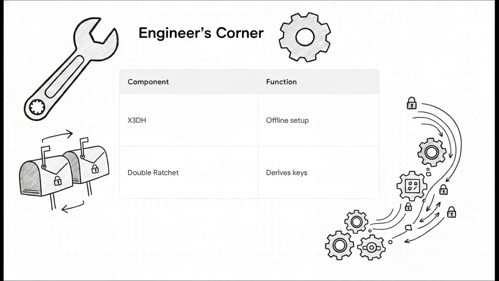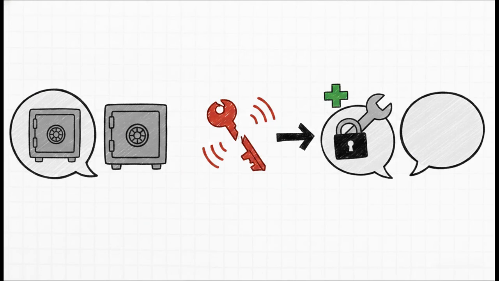Let's dive into the technical engine room for just a second to see how this is actually built. Signal's reputation relies heavily on the Signal protocol, which leverages two totally fascinating components. First, there's X3DH, or Extended Triple Diffie-Hellman, which seamlessly handles that offline mailbox setup we talked about. Second is the Double Ratchet algorithm, which acts as the engine continuously evolving and deriving those fresh encryption keys as you chat. This continuous evolution, powered by the Double Ratchet, grants your chats two incredible superpowers.